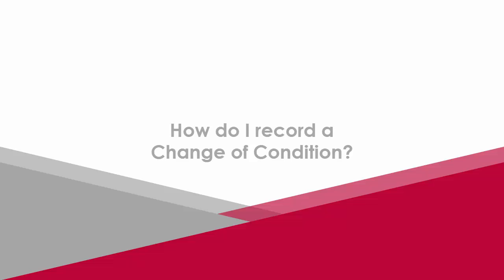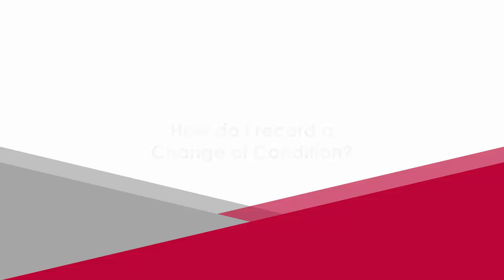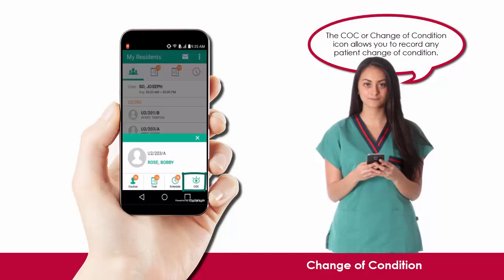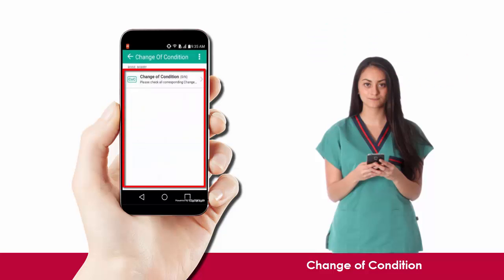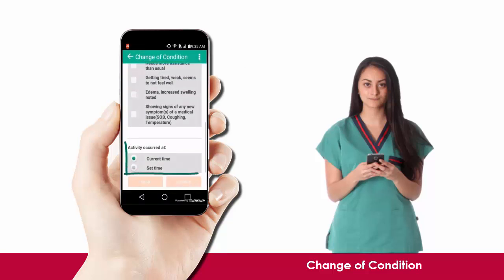How do I record a change of condition? The COC, or change of condition icon, allows you to record any patient change of condition. Touch the COC icon and the COC list appears. Touch the change of condition to open the question screen. Again, the system defaults to the current time radio button. So if the COC is recorded at the time observed, no further action is needed.